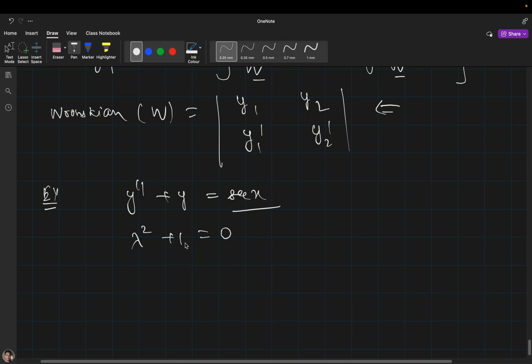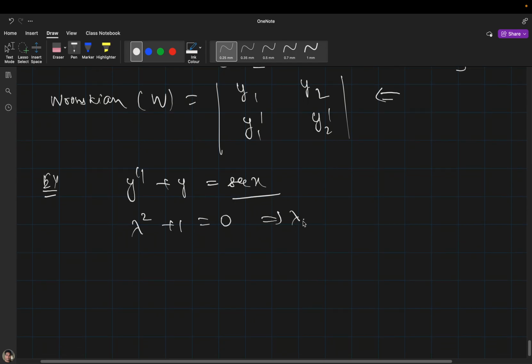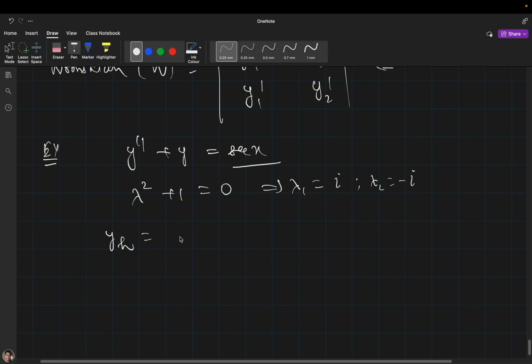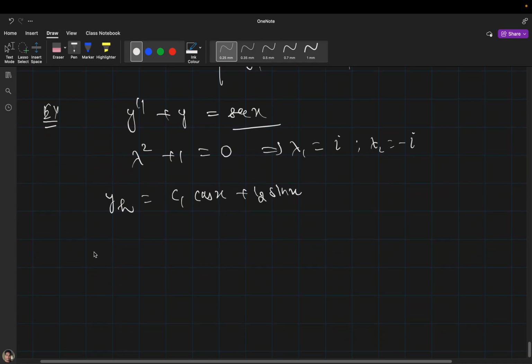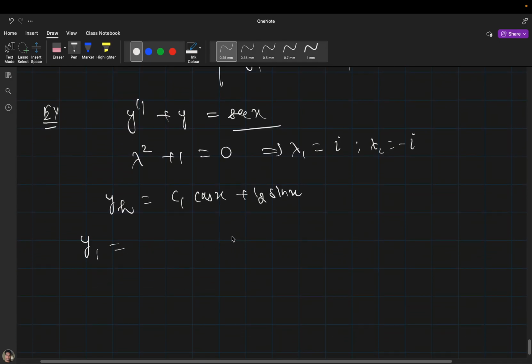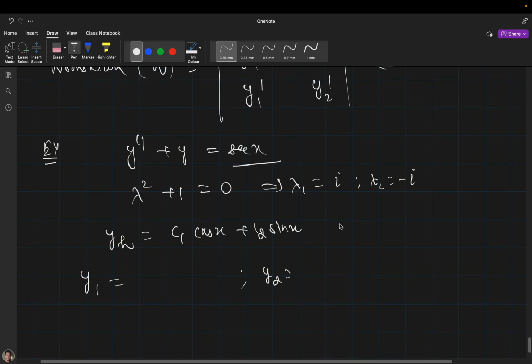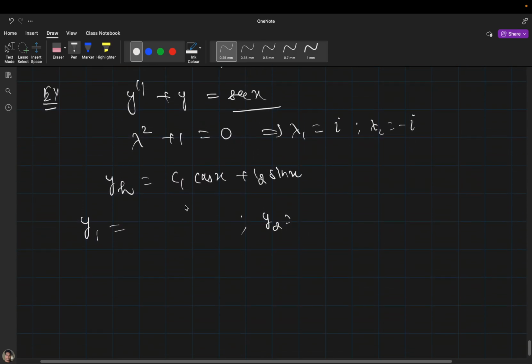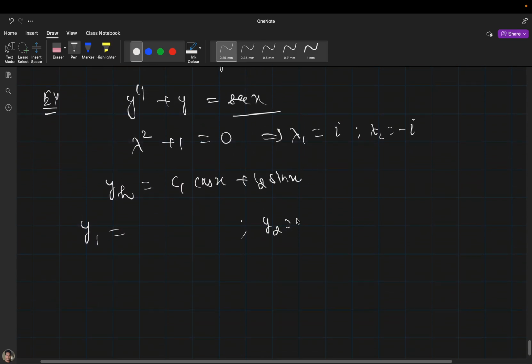You can see that the characteristic equation is this. So lambda 1 will be i and lambda 2 will be minus i. So yh is very simple, that is c1 cos x plus c2 sin x. Can someone tell me what is y1 and what is y2? Because to get the particular solution, we have to know y1 and y2. Can someone tell me in this solution what is y1 and what is y2?